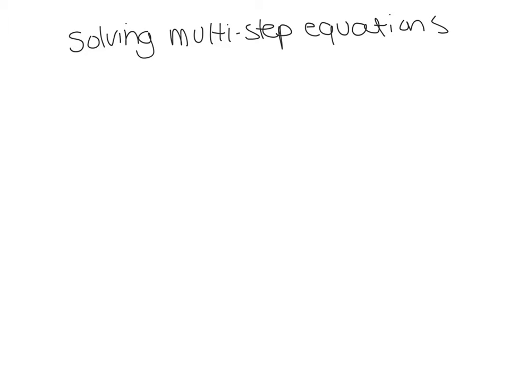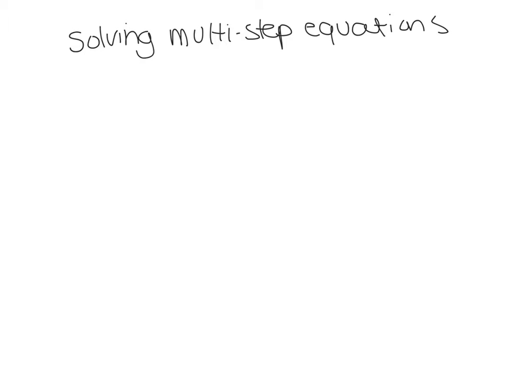I wanted to create this video because some of our classmates are still struggling with how to solve a multi-step equation. Now remember, the goal of the equation is to get x all by itself. So whatever has been done to x, we need to undo in order to get back down to the individual variable as it stands.